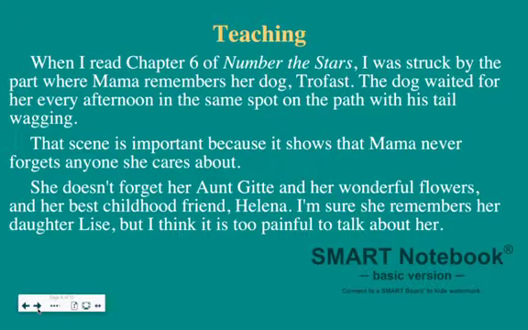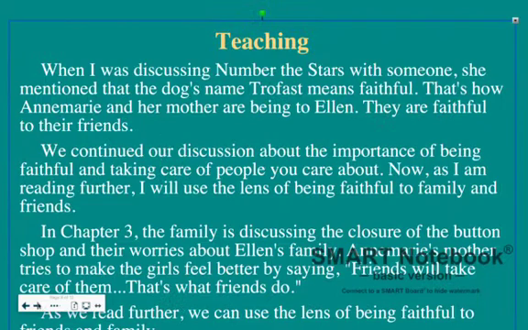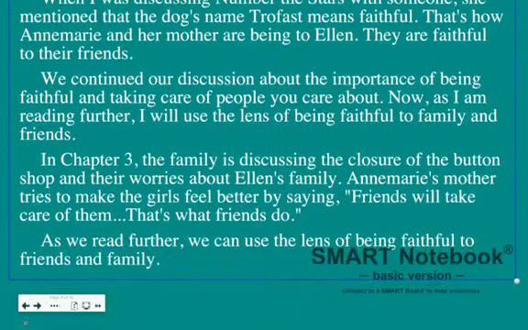She doesn't forget her Aunt Gitty and her wonderful flowers or her childhood best friend. I'm sure she remembers her daughter Lise, but it's very painful to talk about, even though we haven't talked about it. When I was discussing Number the Stars with someone, she mentioned that the dog's name Trofast means faithful. That shows how Anne-Marie and her mother are being to Ellen: they're really faithful to their friends. So we continue our discussion about being faithful and taking care of people that you care about. Now as I'm reading further, I'm going to think about that and see if that theme works.